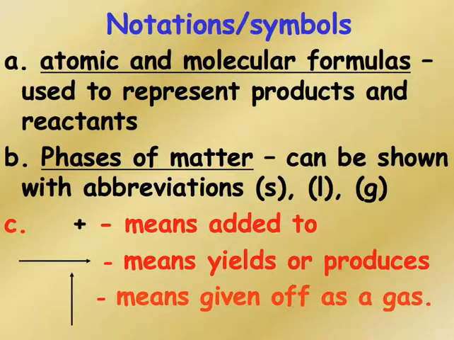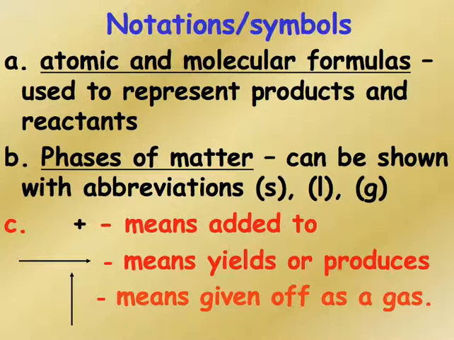There are other notations and symbols that we use, and the atomic and molecular formulas are used to represent the products and reactants. So we don't just always say the words, we actually use their symbols and their formulas. We can indicate the phases of matter with abbreviations, and yes, we do use parentheses. S is for solid, L is for liquid, and G is for gas. There's another one called aqueous, and that is when we have something that is normally a solid, but it's dissolved in water so that we can use it to react.